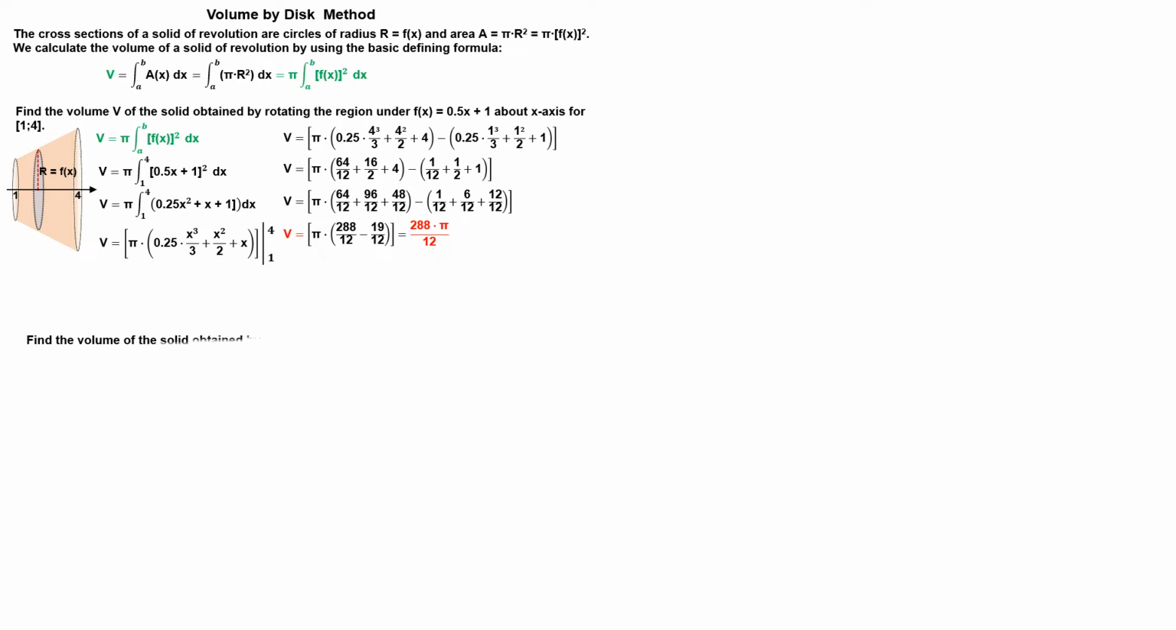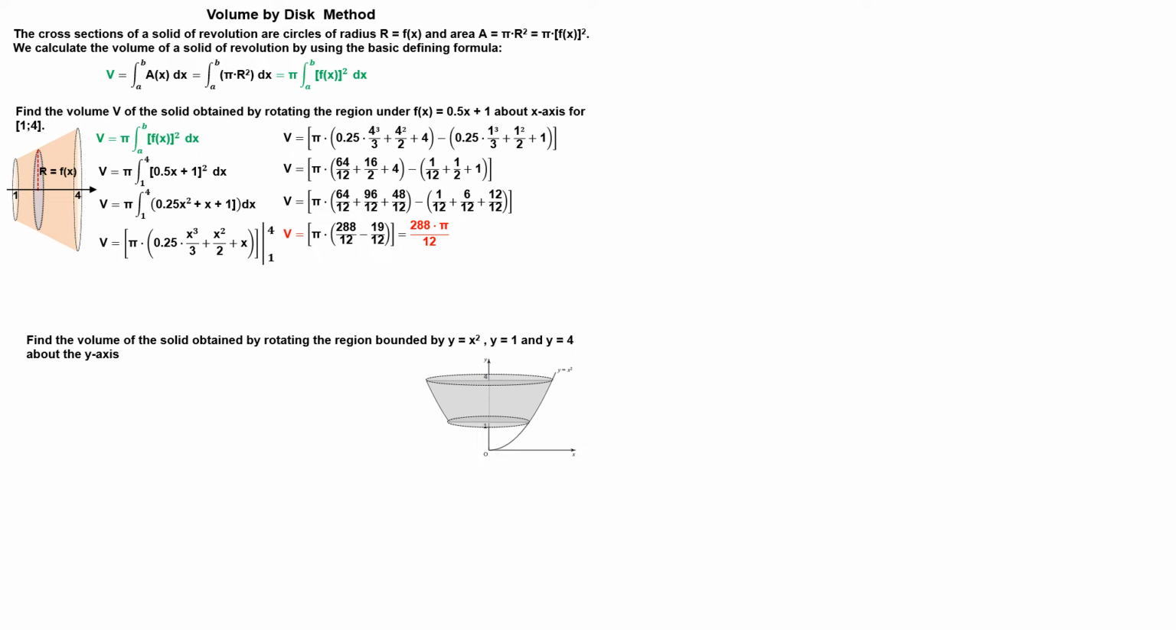Find the volume of the solid obtained by rotating the region bounded by y equals x squared, y equals 1, and y equals 4 about the y-axis. The region is shown in the figure, and the resulting solid is shown in the figure.